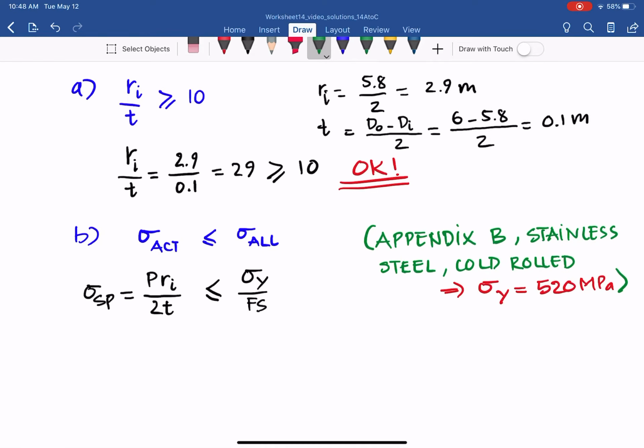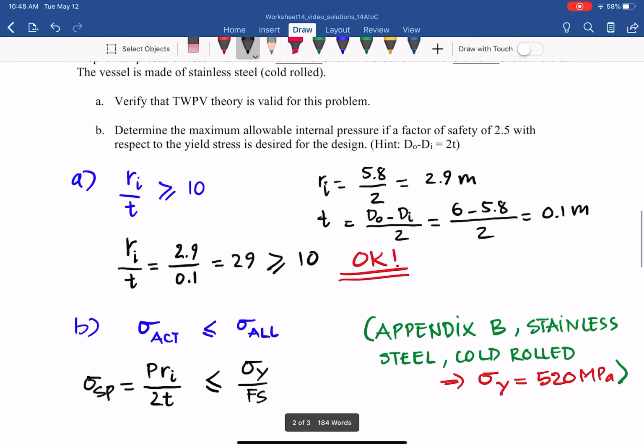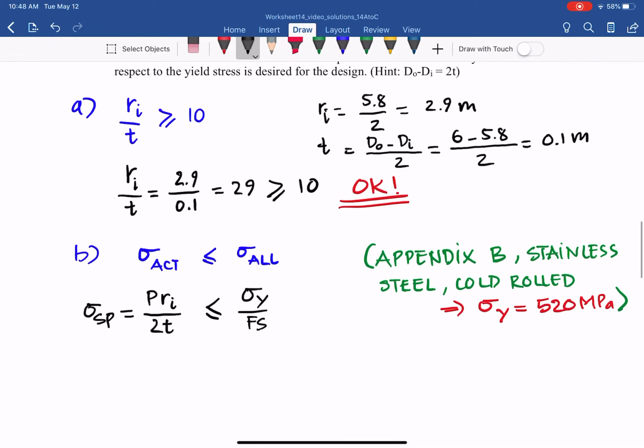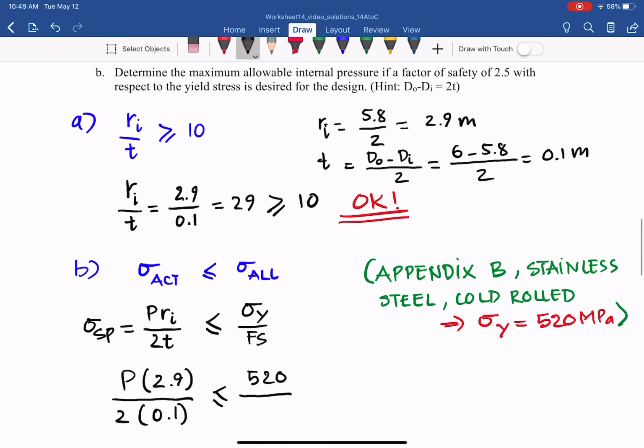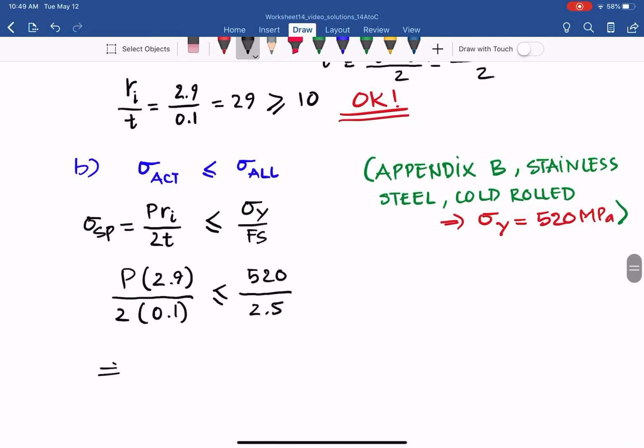Back here, the question asks what is the maximum allowable internal pressure, which is P. So we can plug in P times Ri. We already found out that it's 2.9 meters, so everything has to be in meters in here, over 2t, where t is 0.1 meter, less than or equal to 520 megapascal divided by the factor of safety, which the question gives as 2.5 over there, as you can see. So from that we can have P less than or equal to 14.3 megapascal.